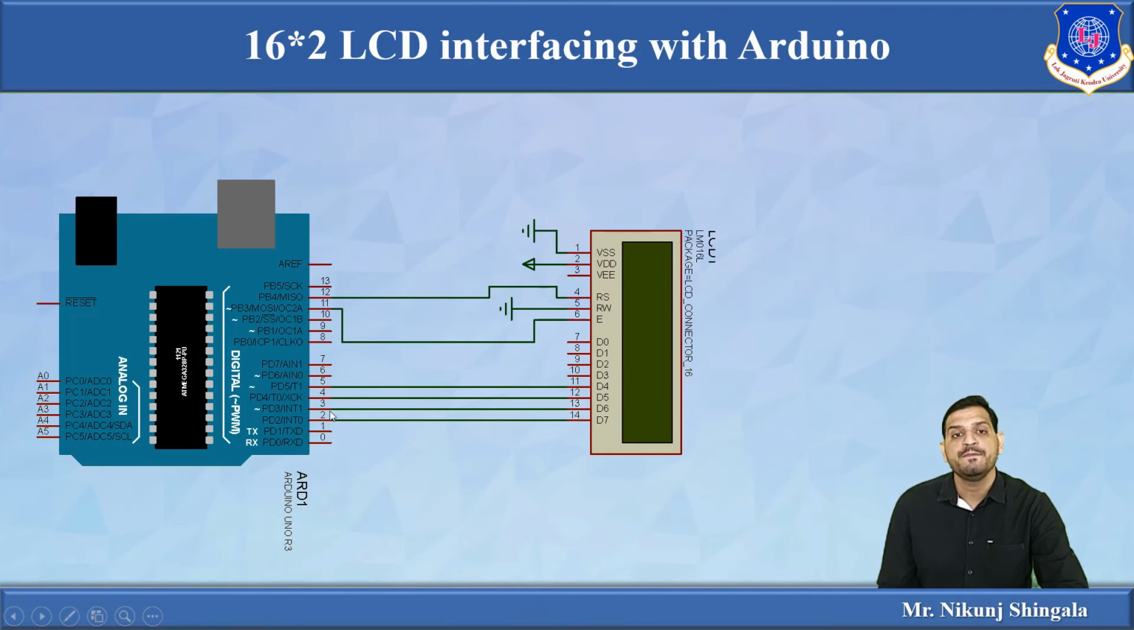Okay, here you can see this is a Proteus simulation. VSS is connected with the ground, VDD is connected with the supply. Here in simulation I have not connected anything. RS is connected with the 12 number pin and RW is grounded and enable is connected with the 11 number pin. And D4, D5, D6 and D7 are connected with the 5, 4, 3, 2 data pins of Arduino board respectively.